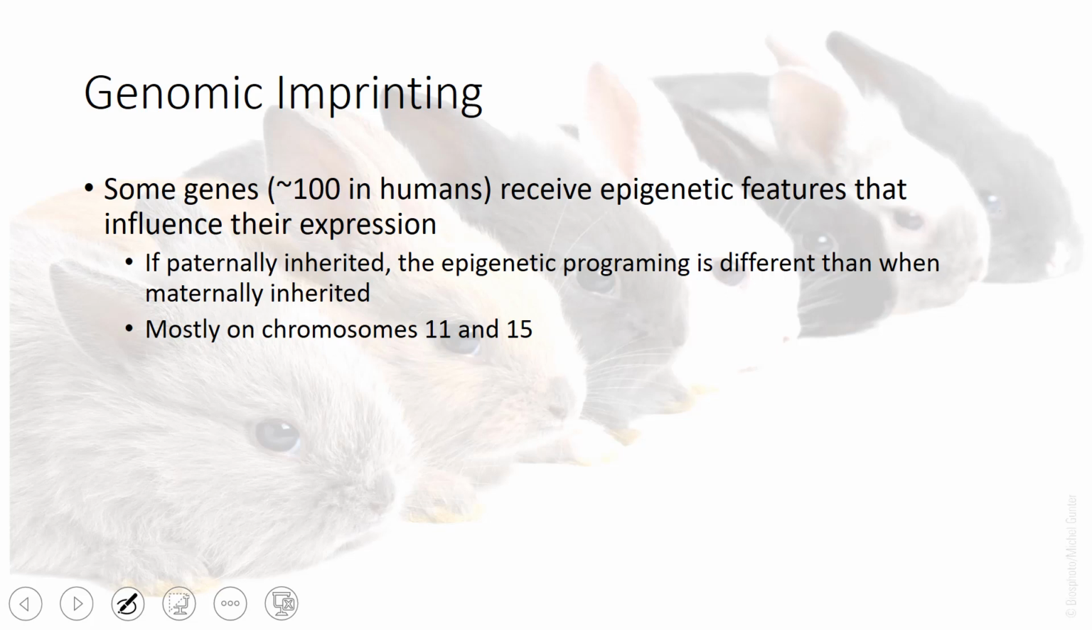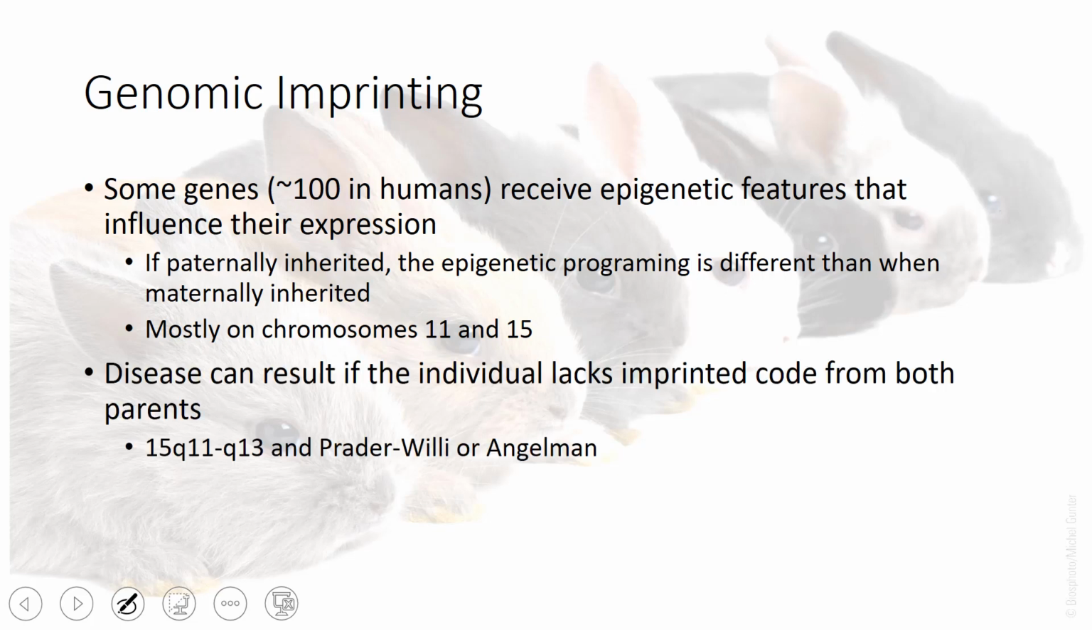And so if they're paternally inherited, the epigenetic programming is different than when they're maternally inherited. Now, most of these genes are on chromosomes 11 and 15 in humans. In mice, we do a lot of our genetic studies on mice. Most of their imprinted genes are on chromosome 7, just a difference in our genomes. But what's interesting here is that you can have particular diseases that result if you lack the imprinted code from both parents.